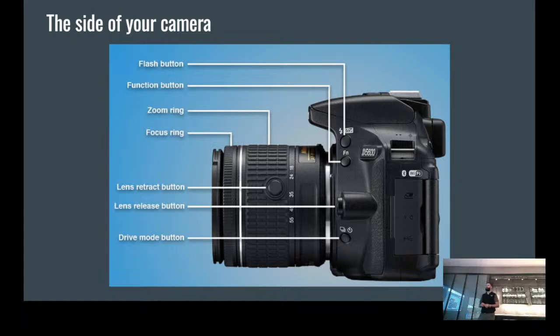Below that, and on the physical body of the camera, we now have the lens release button. Pretty self-explanatory. Hold the button down, turn the lens counterclockwise, and then you can release the lens off. You can then insert another lens, turn it clockwise, you'll hear a click, and that's how you know that the lens is now attached to the physical bayonet system of the camera. Below that is then the drive mode button.